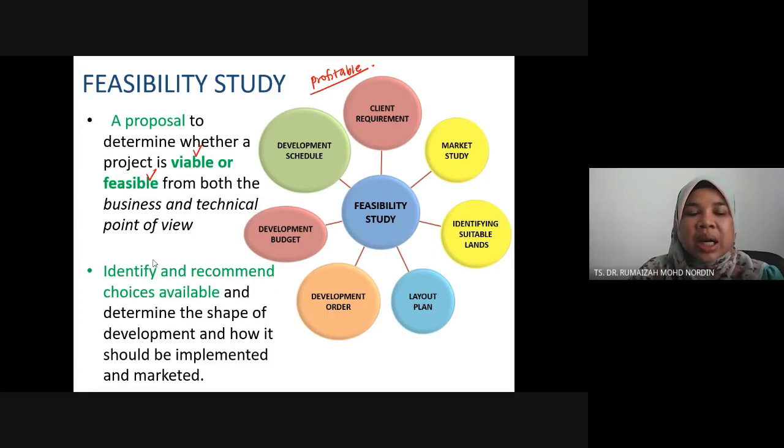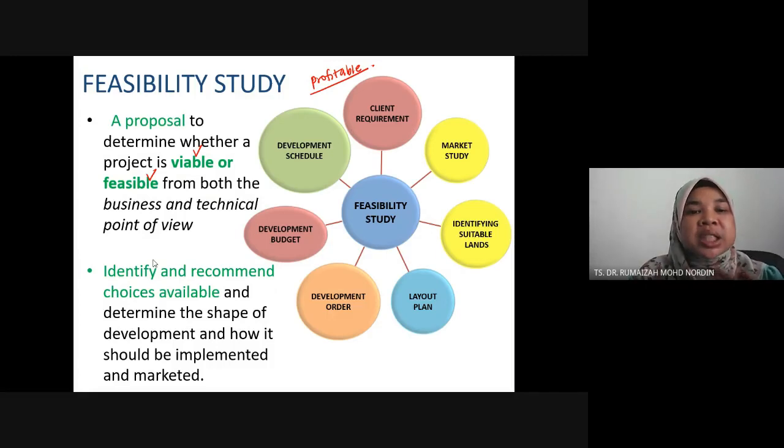So maknanya eloknya buat perumahan ke, eloknya buat commercial ke, eloknya buat mixed development ke atas tanah yang kita ada tu. Atau it can also be you ni developer perumahan. So you feel like you wanted to develop, you have the ability to develop.